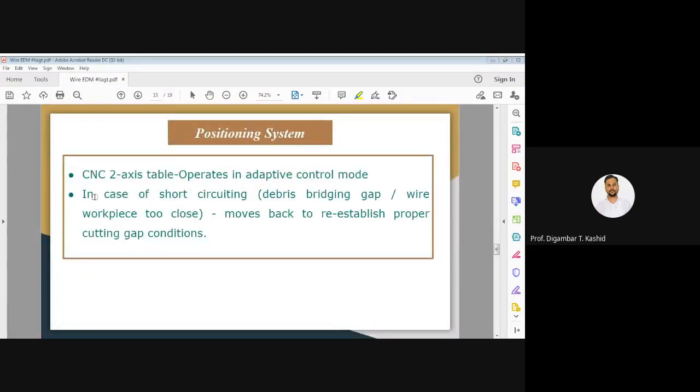So again, in case of short circuiting, that means the bridging gap, if your wire and workpiece are too close, then sometimes there may be short circuit cases. So again, to move back to your ideal condition, we need some positioning system.